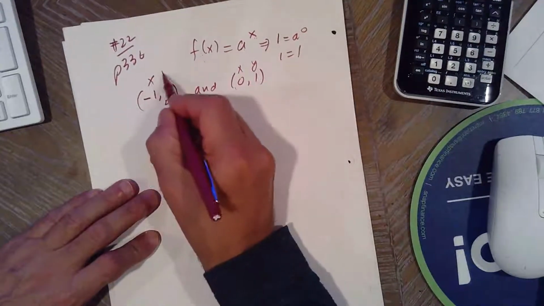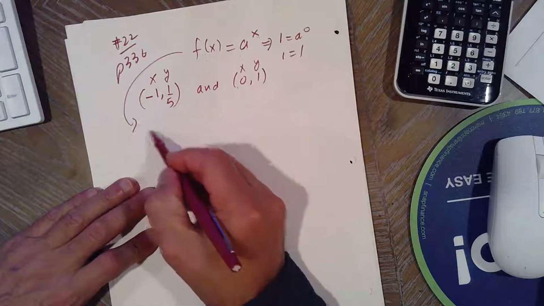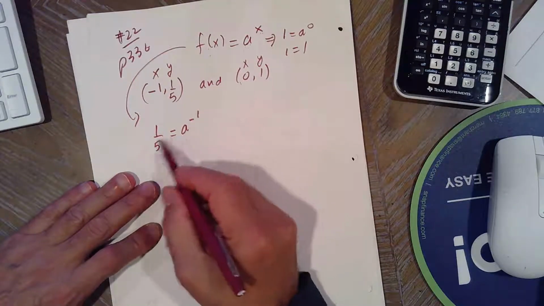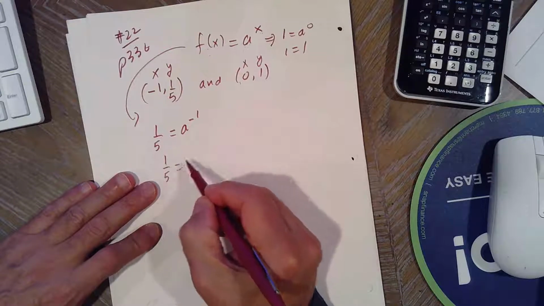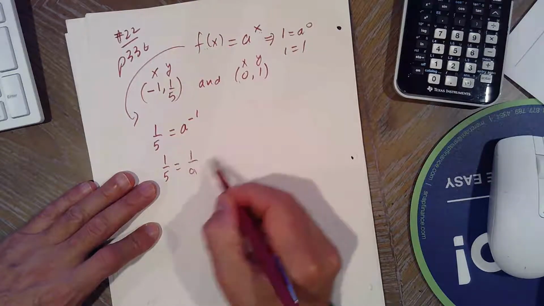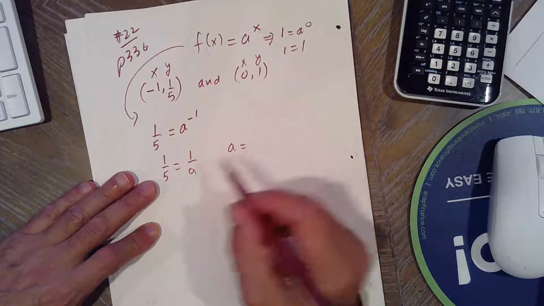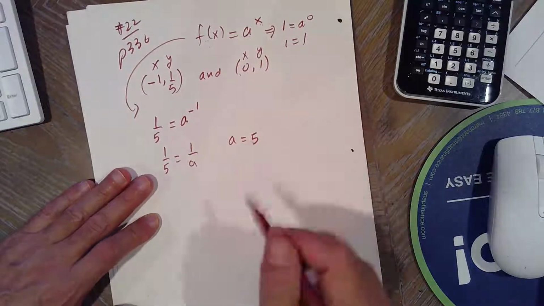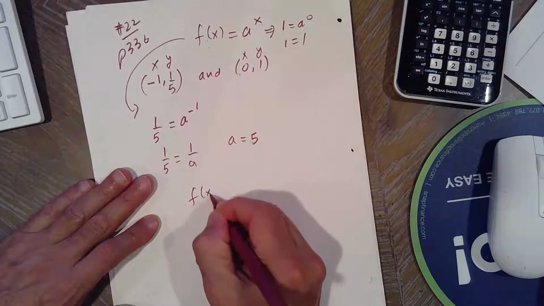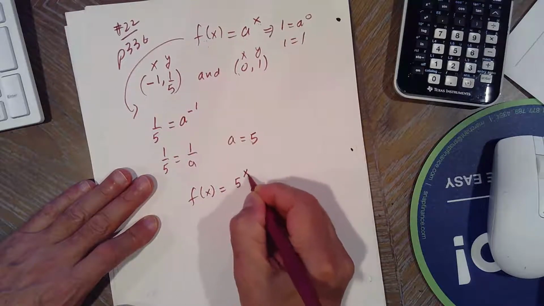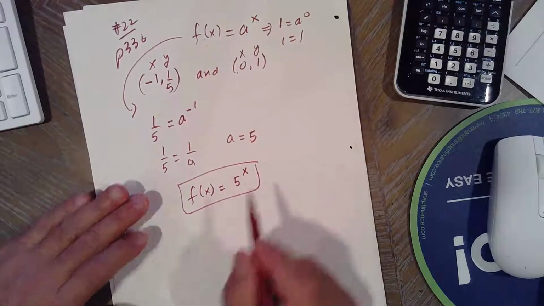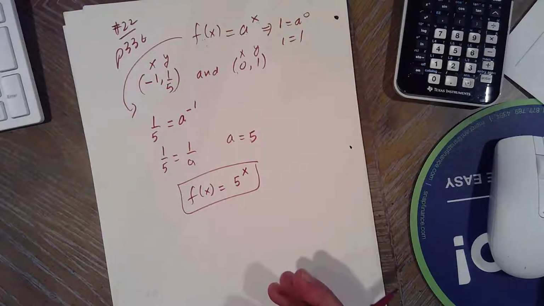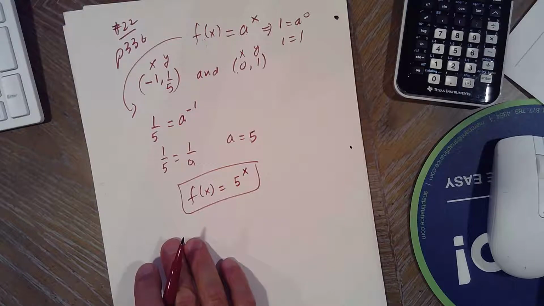If you use this one, when x is negative 1, y is 1/5. So a to the negative 1 is 1/5. So a is 5. Okay, because 1 over a is 1/5, so a is 5. So the base is 5. So f of x equals 5 to the x. And the graph that you see on number 22, the graph of 5 to the x, is an example of exponential growth. Okay.